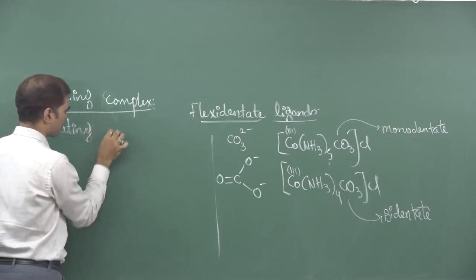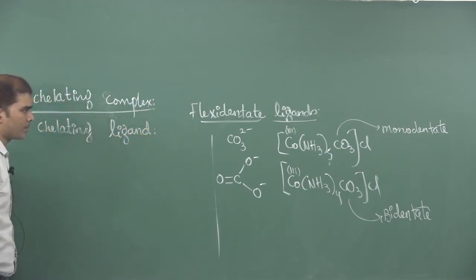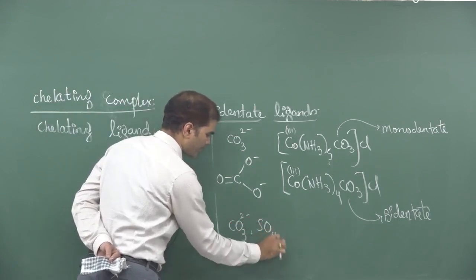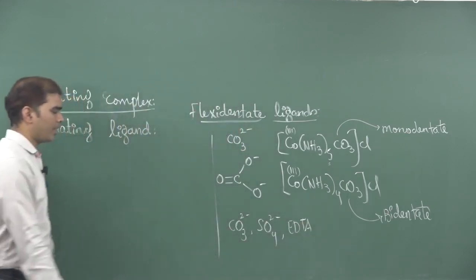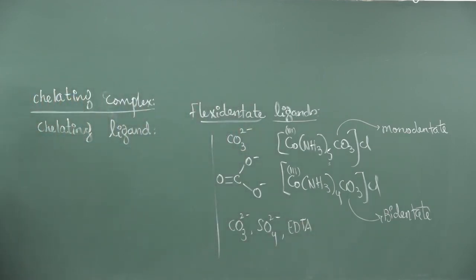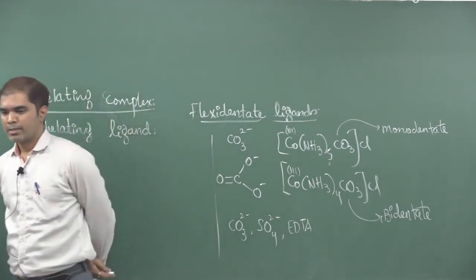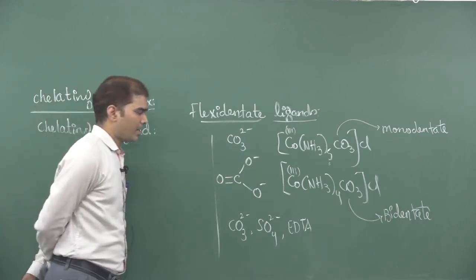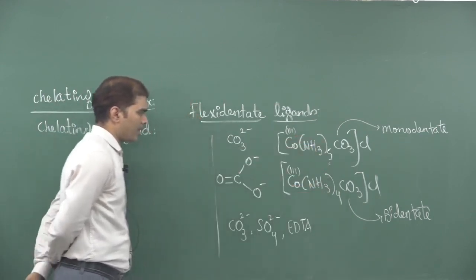Example, carbonato, sulfato, EDTA also can be taken. So EDTA can exist as EDTA 4 minus, EDTA 3 minus, EDTA 2 minus. Correspondingly, it can behave as hexa or pentadentate or tetradentate. So take down an example of carbonato, show it as monodentate and also as a bidentate.